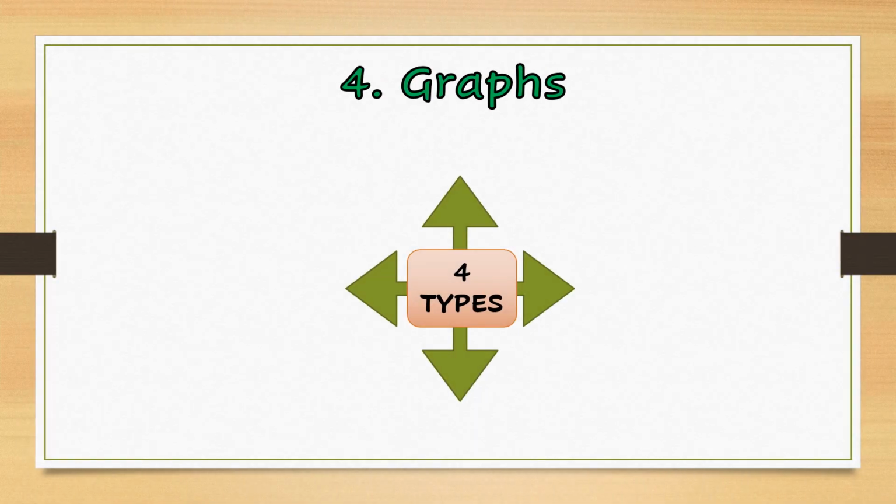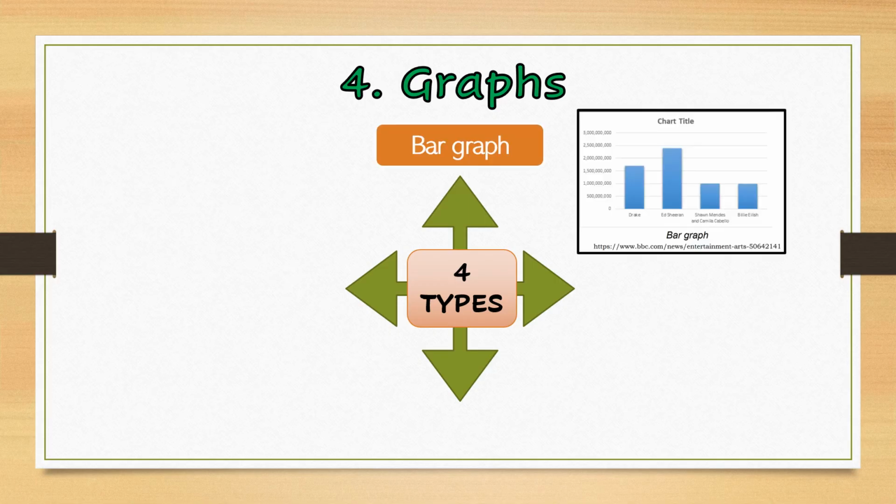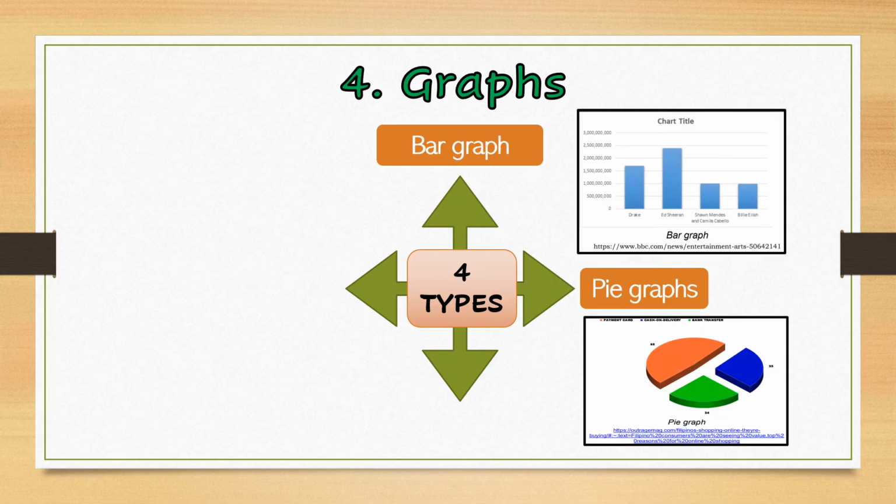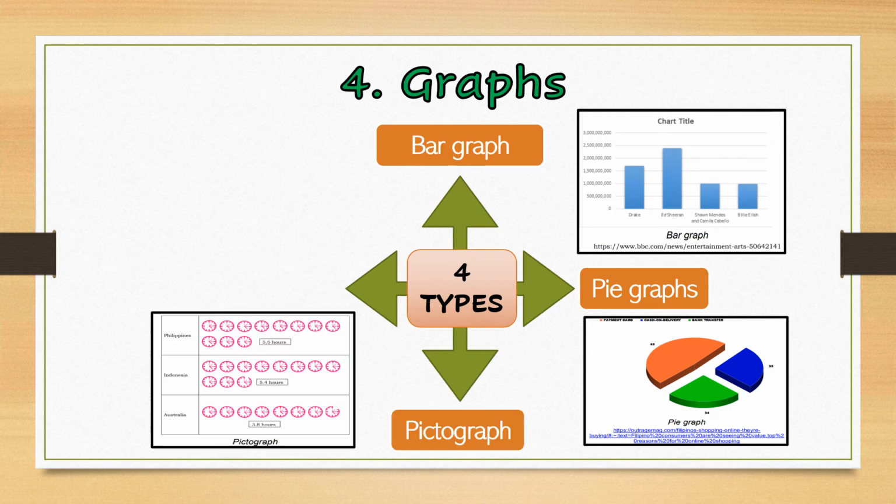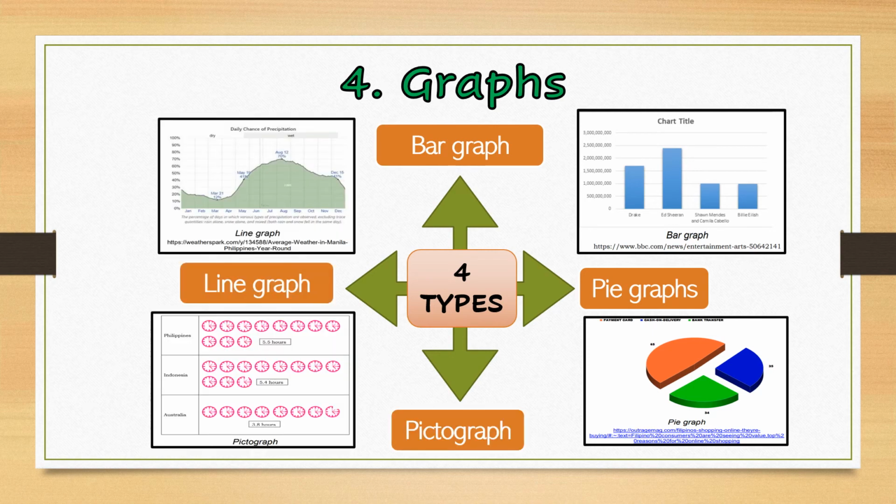Number 4. Graphs. Graphs are used when a simple table cannot adequately demonstrate important relationships of and within data. There are 4 types. Number 1. Bar graph. 2. Pie graphs. 3. Pictographs. And 4. Line graph.